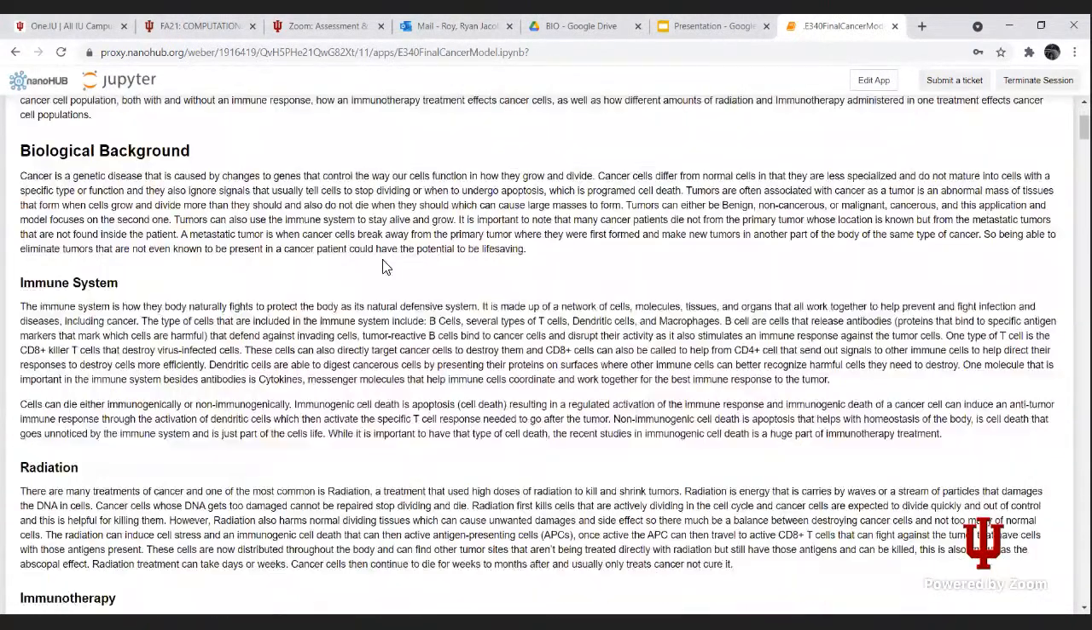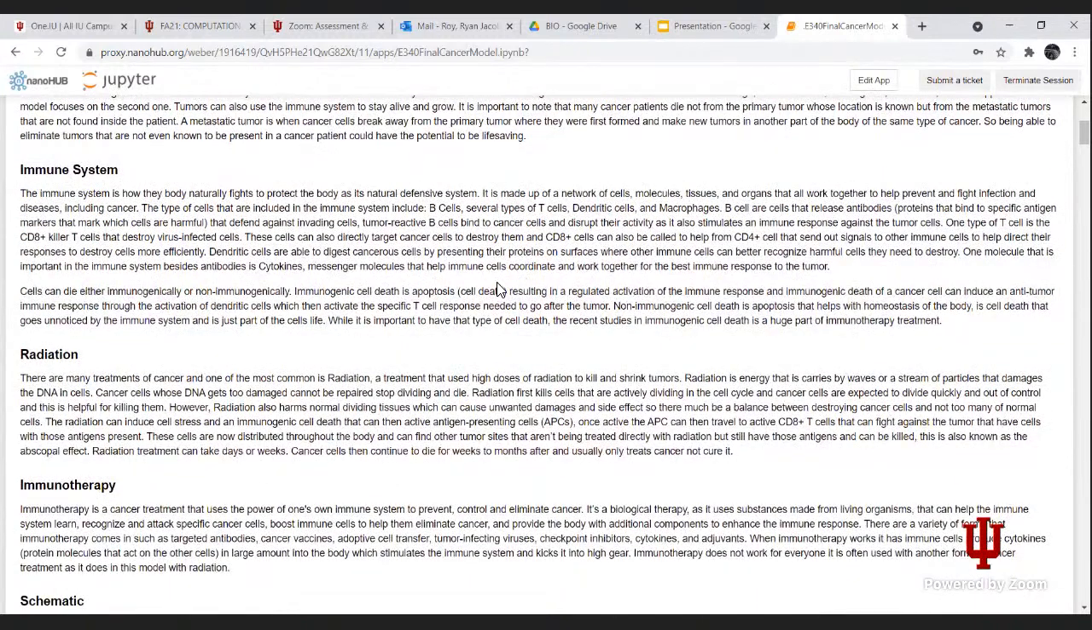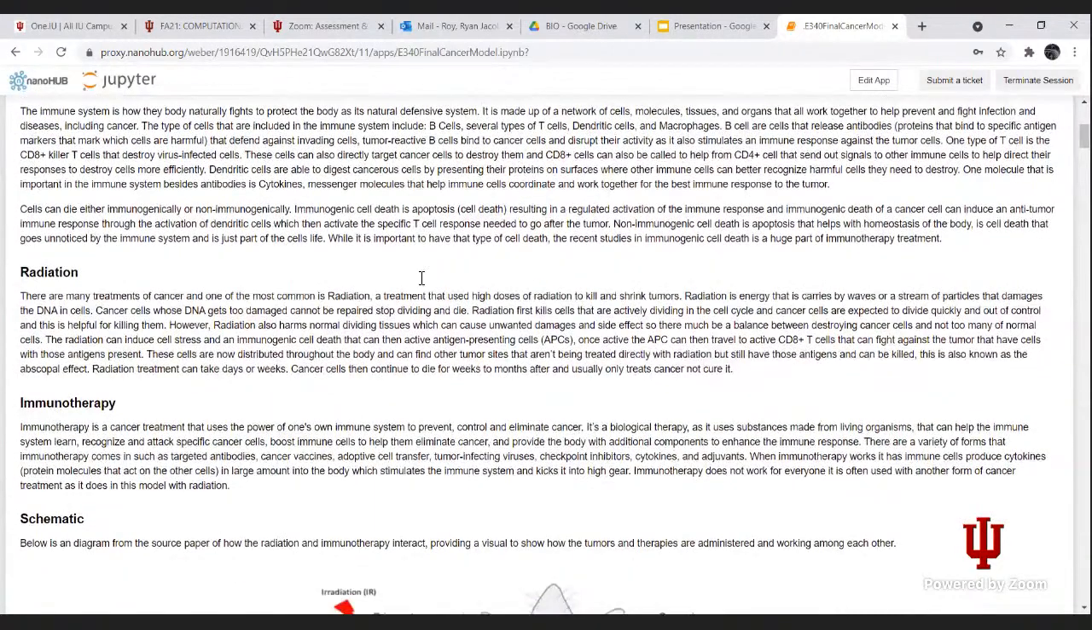They start off with a very brief discussion about cancer. They talk about primary tumors and secondary tumors, and how most people don't die from the primary tumor, but the fatality is often induced when the cancer metastasizes, and cancer cells break away from the primary tumor and go elsewhere.